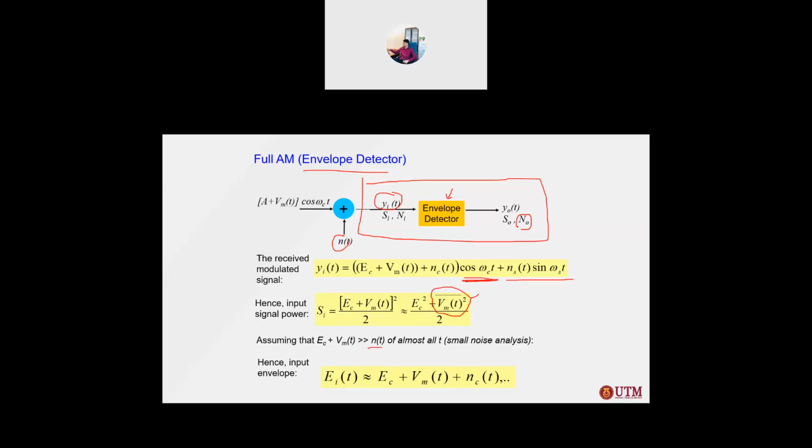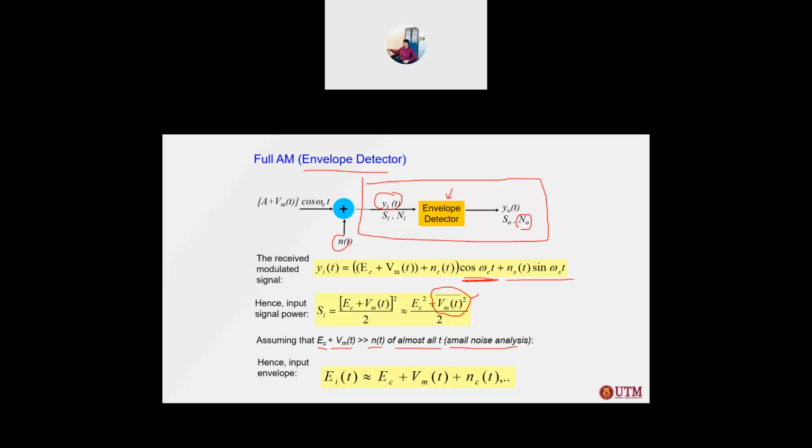Usually noise is not big. Noise is not so big, it's just a disturbance, unwanted energy. But sometimes if the system is very terrible, we will have a lot of noise. But if we assume that our carrier amplitude and our modulating signal are much greater than our noise for almost all values of time, in this case we are considering the noise small, so small noise analysis. It's different if the noise is bigger.